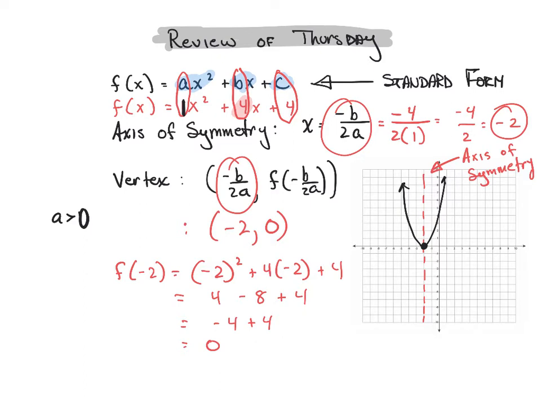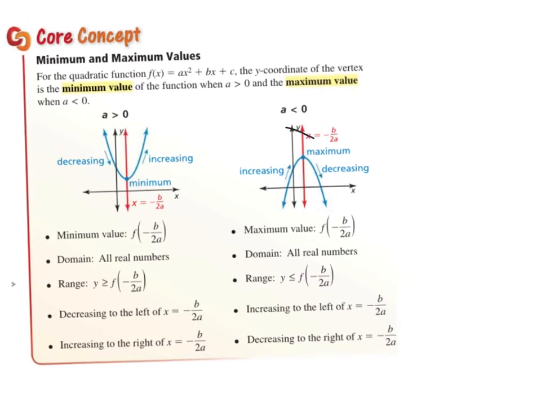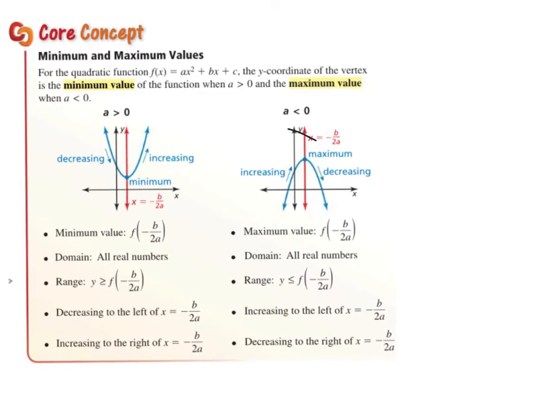Now let's look at some new material for today. I'm going to start with a slide that looks really overwhelming, but don't panic. It's really easy to break down. All right, so we're going to talk about minimum and maximum values. If you think about minimum, minimum means lowest, and maximum means highest or greatest.